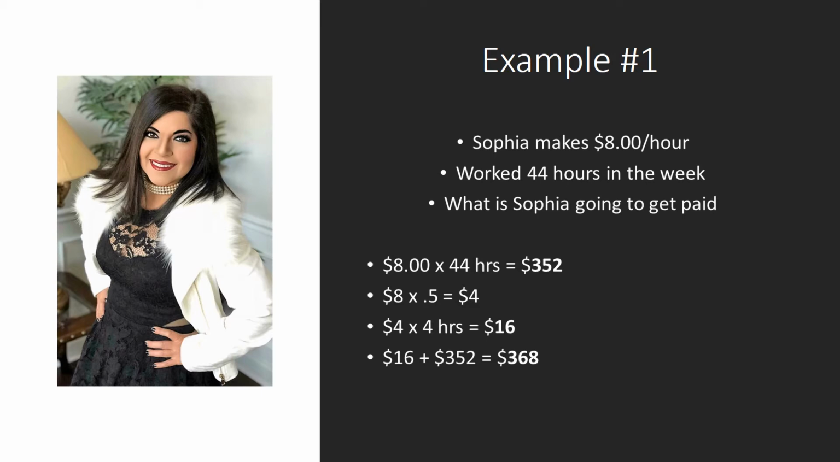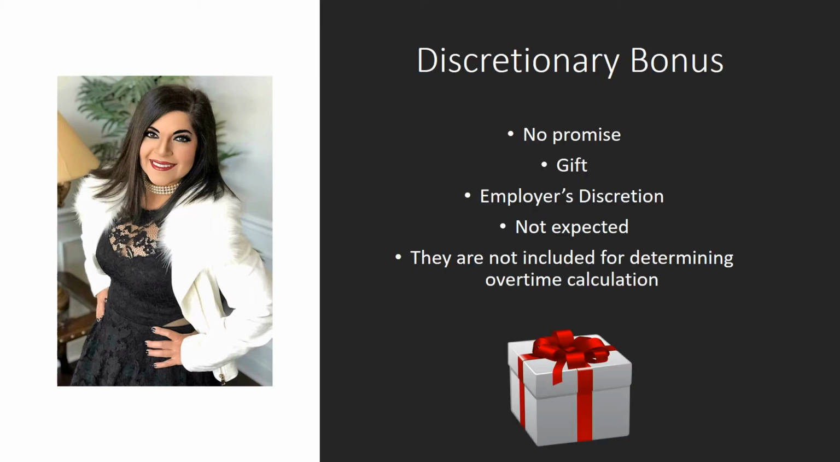You'll see why. Alrighty, so now here's the issue that most people will find: discretionary bonus versus a non-discretionary bonus. What is a discretionary bonus? The discretionary bonus is the one that we give to the employee as a gift. So they are not expecting this bonus. There's no promise. It's not an expected bonus. So therefore, we don't include this when we determine the overtime calculation. Discretionary bonus is at my discretion. That's why it's called discretionary bonus. They're not expecting this.